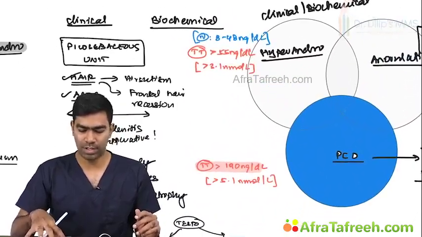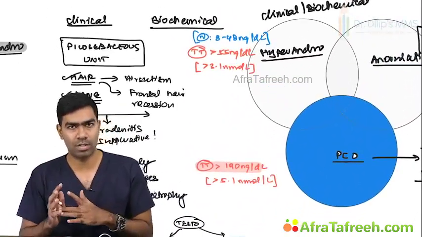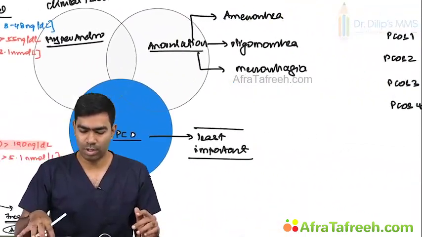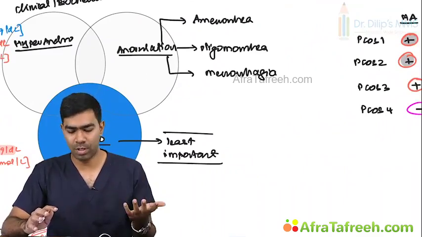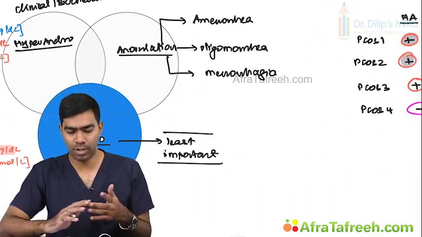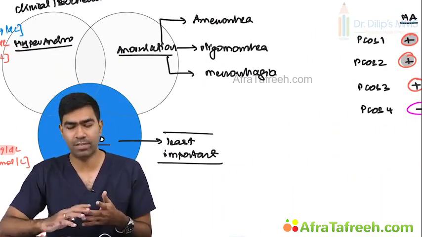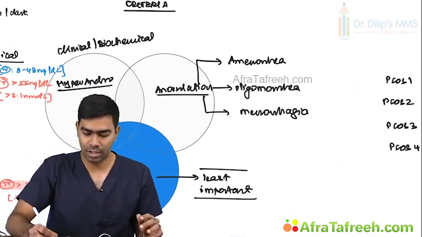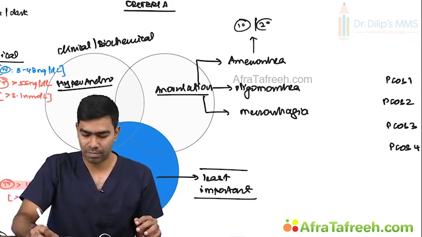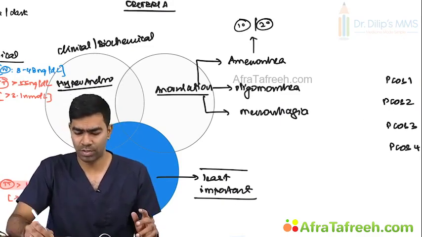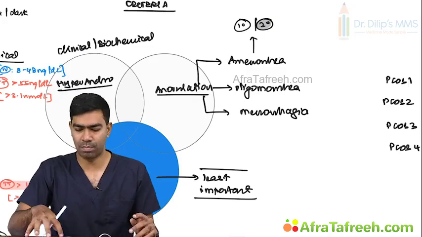So these are some of the things that you have to note from the hyperandrogenism perspective. Then we will move on to the definitions of anovulation. Remember, anovulation can manifest as amenorrhea, as oligomenorrhea, and as menorrhagia as well. First, you have to know PCOS can manifest as primary as well as secondary amenorrhea, even though secondary amenorrhea is far more common compared to primary amenorrhea.